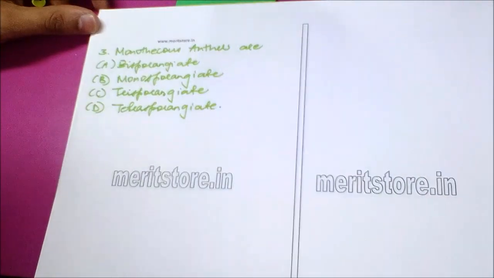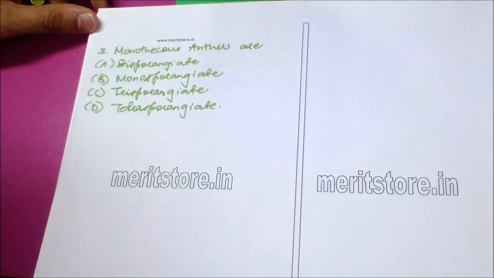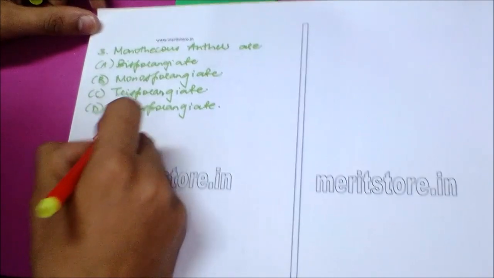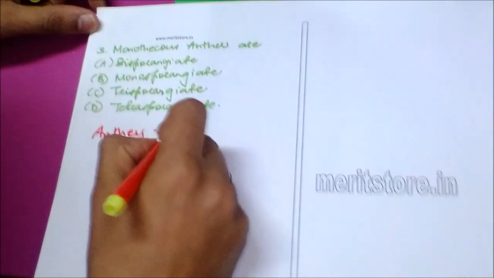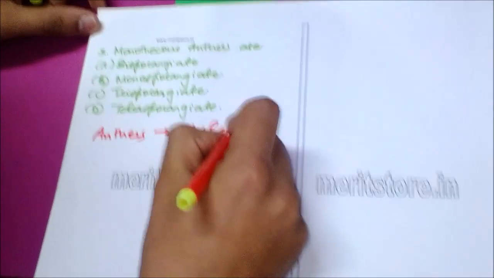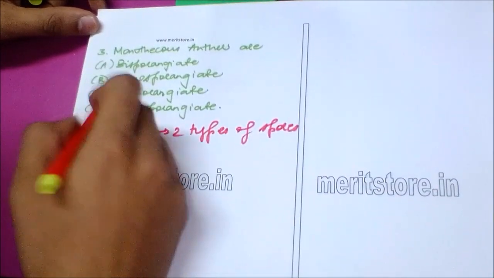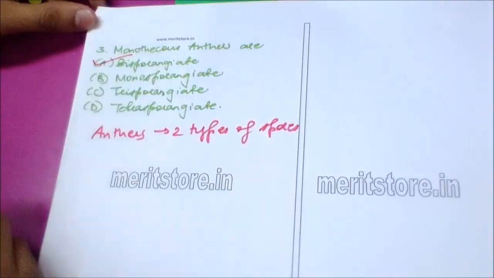Our next question is: monothecous anthers are option A, bisporangiate, option B, monosporangiate, option C, trisporangiate, and option D, tetrasporangiate. It is quite a straightforward question wherein anthers produce two types of spores, generally in angiosperms, and thus the answer to this question is option A, which is bisporangiate.